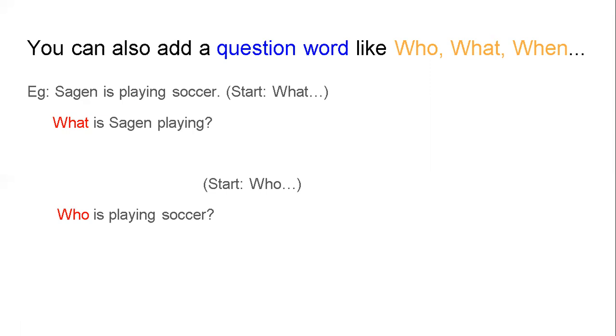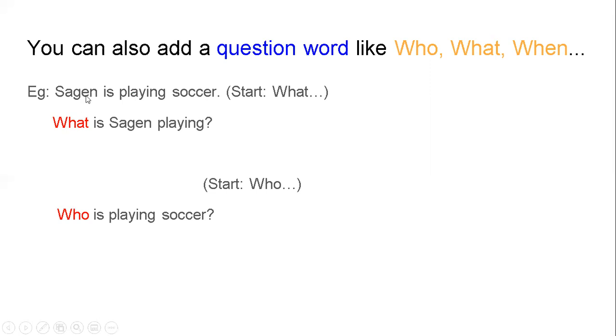Now, when you have to use a question word like who, what, when, which, all these words, you have to leave out the word which is going to be the answer to the question. That one word has to be left out. Okay, so in this case, what is Sagan playing? You have to leave soccer out because that is your answer. If I ask you the question, what is Sagan playing? And I tell you answer in one word, your one word answer will be soccer, right? So you leave soccer out and use the rest of the words.